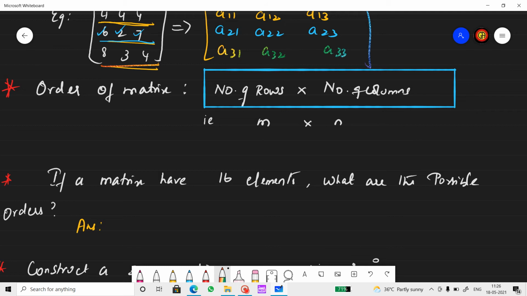Order of a matrix. Order of a matrix is the number of rows cross number of columns. Row by columns is called the order, not column by row. Remember, it's row by column. So M cross N.